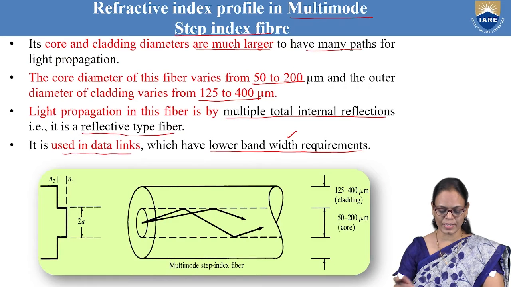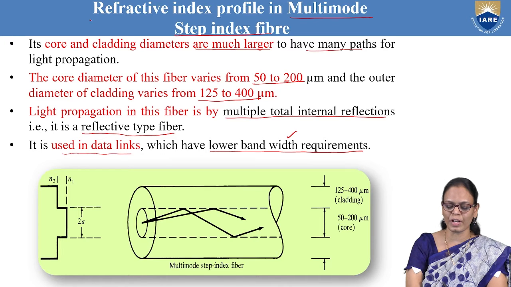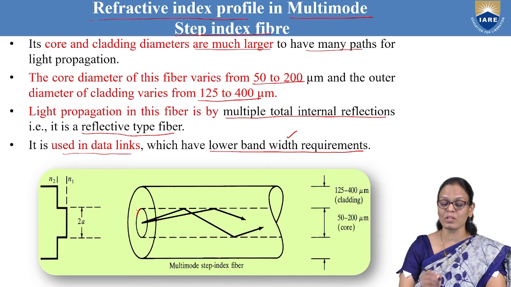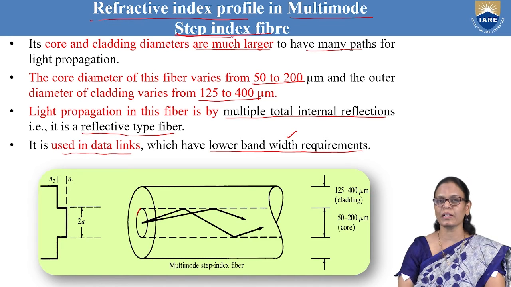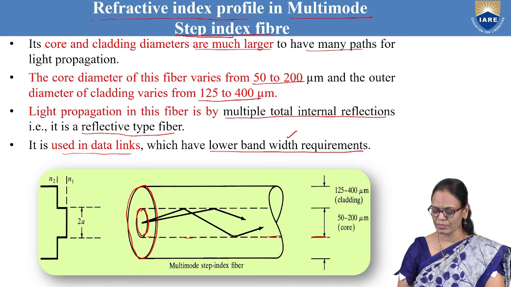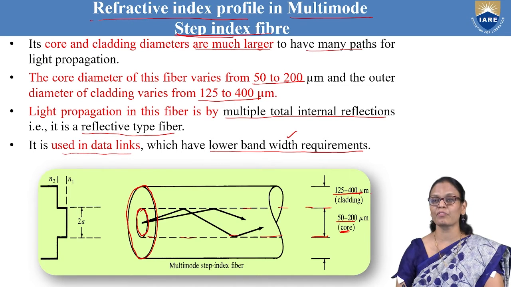Now we will also discuss the refractive index profile. So how is the refractive index profile? Since it is also a step index fiber, there is a sudden change in refractive index from core to cladding. So this is the core, surrounded by cladding. This is the diameter of the core, 50 to 200 micrometer, surrounded by cladding of 125 to 400 micrometer.